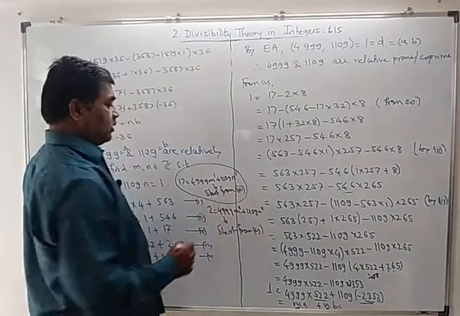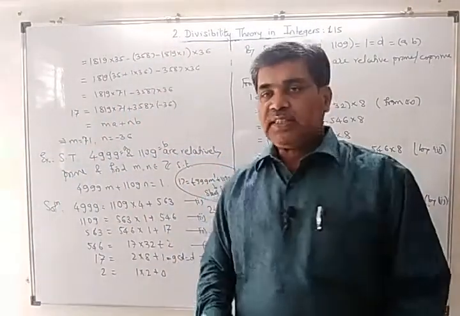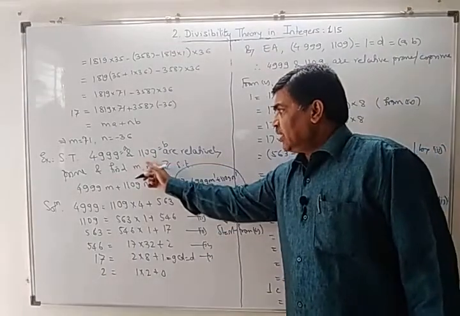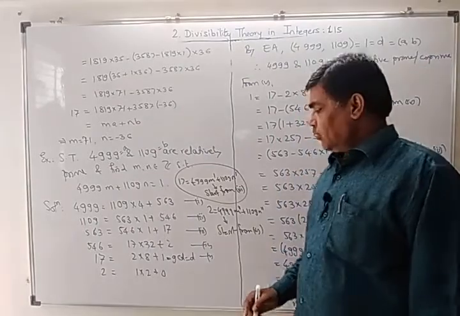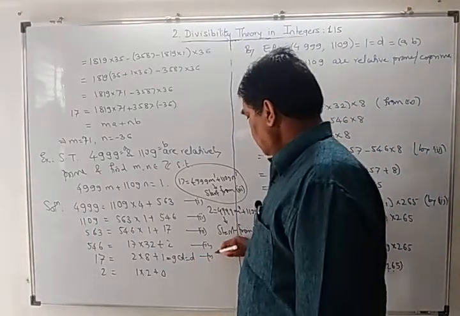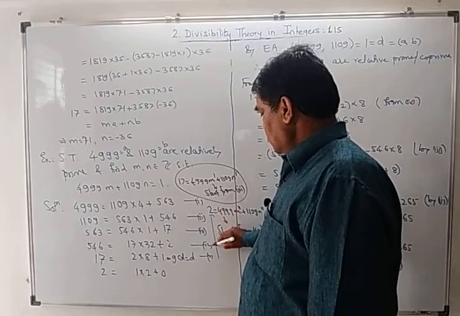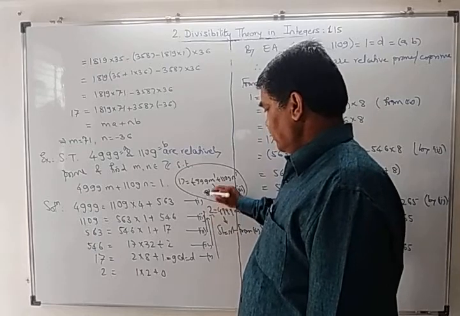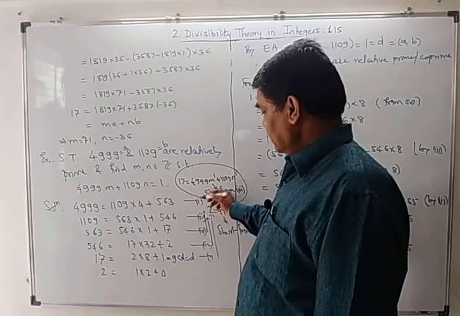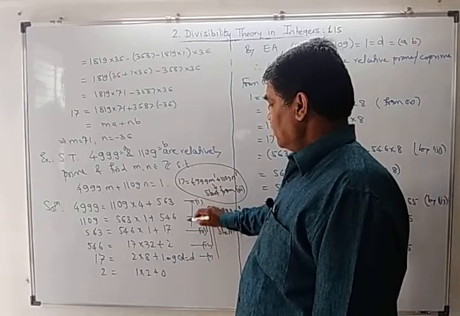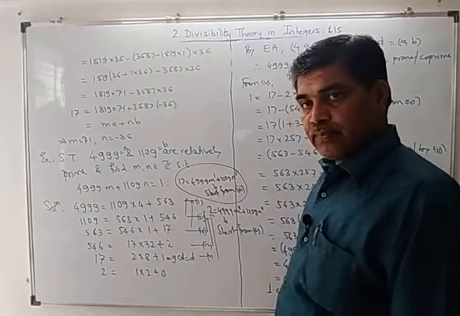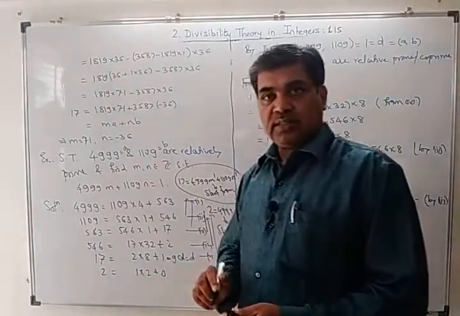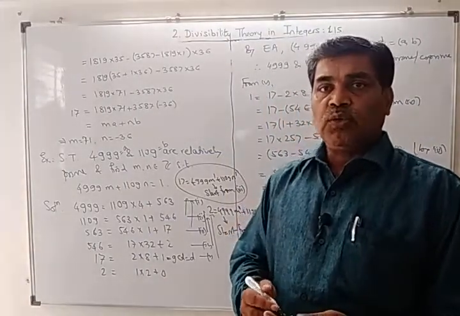So this is the way of expressing the remainder, any remainder in combination of those two integers. For 1 we use this. For 2 you can use this. For 17 this one, for 546 in this way. So I can express any remainder as a combination of those two integers.